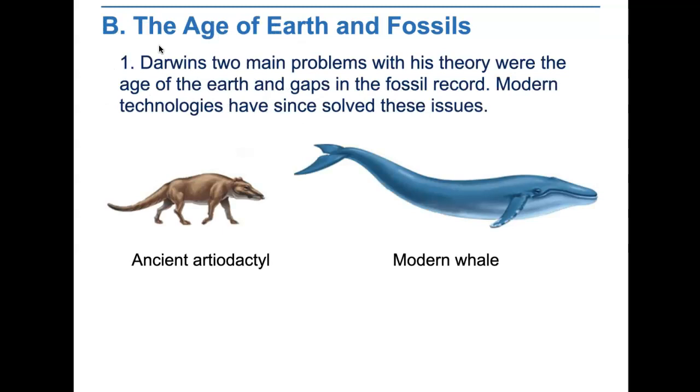Two potential difficulties for Darwin's theory involve the age of the Earth and gaps in the fossil record. Data collected since Darwin's time addresses those difficulties and provided dramatic support for the evolutionary view of life. Darwin knew that for life to have evolved the way he thought it had, Earth must be very old.